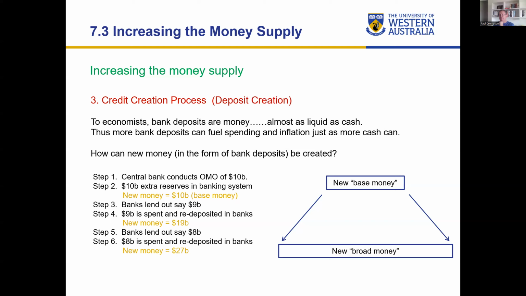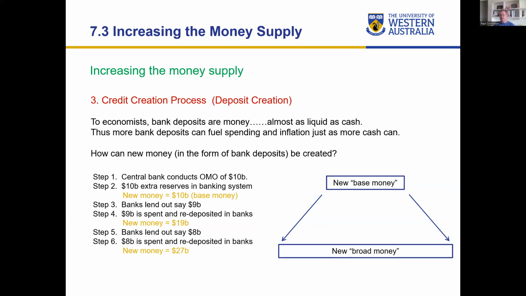Let's assume in step 5, they lend out $8 billion. That $8 billion is loaned out to another customer of whichever bank we're talking about now. The $8 billion is put into a bank account of the fourth person in this story. The fourth person takes the $8 billion, spends the money on something, and it's earned by the fifth person in this story. And so the $8 billion then settles into the bank account of the fifth person in this story.